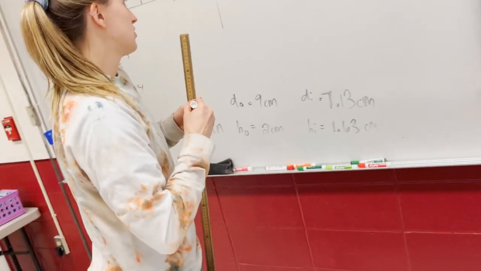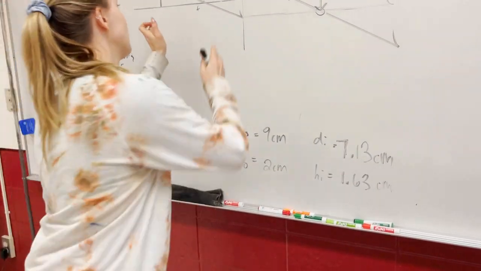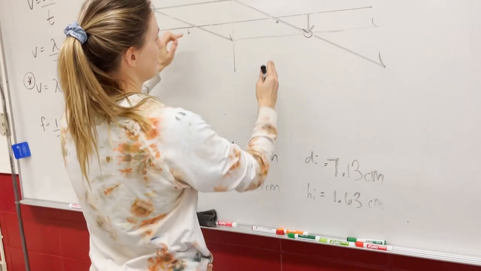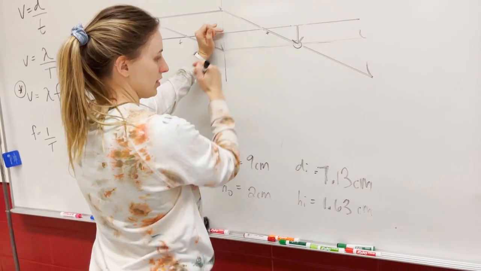So, for ladies and gentlemen, what you should have got is 9 centimeters here, 2 centimeters here, and 7.13-ish centimeters here, and then 1.63 centimeters high.